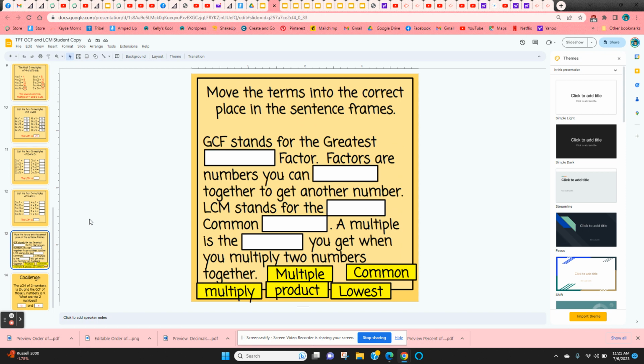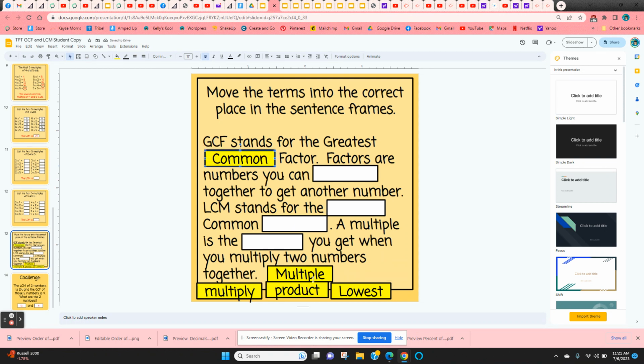Now when they get to slide 13, they've got some sentence frames, and this will be a review of everything they've just done. So they want to move these words into the correct place in the sentence frames. So to move them, you just click on the edge, click and hold, and then you move them where you like. So GCF stands for greatest common. So they move the word common factor.